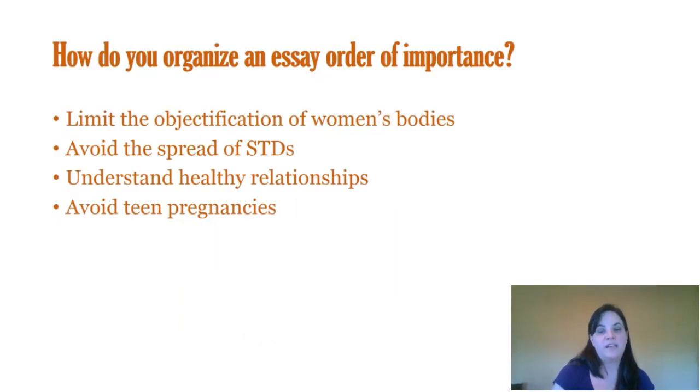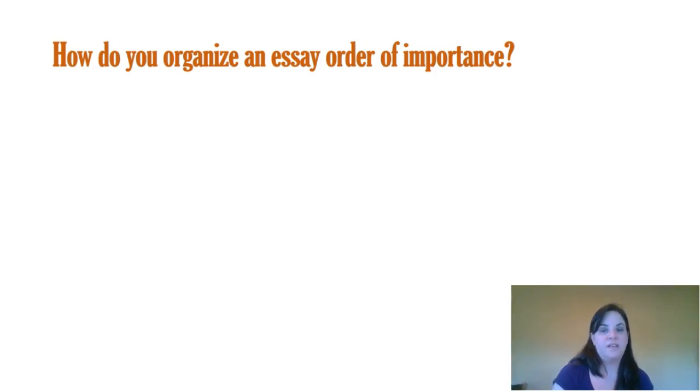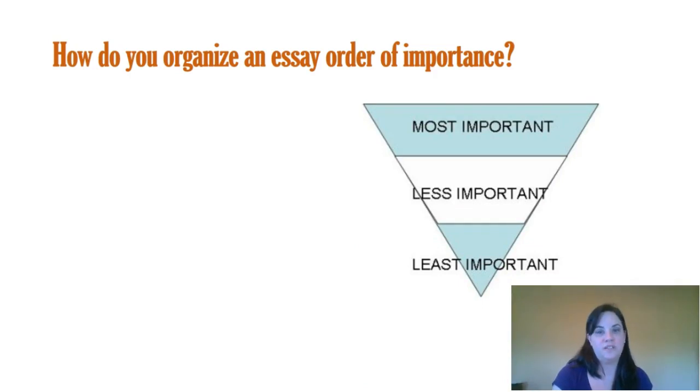The main point of my essay is that sex education needs to be taught in schools. I have come up with 4 reasons for this. Now I need to decide if I should start with the most important reason or the least important reason. I want to make sure I hook my reader right away, so I'm going to start with the most important idea and then move to least important.